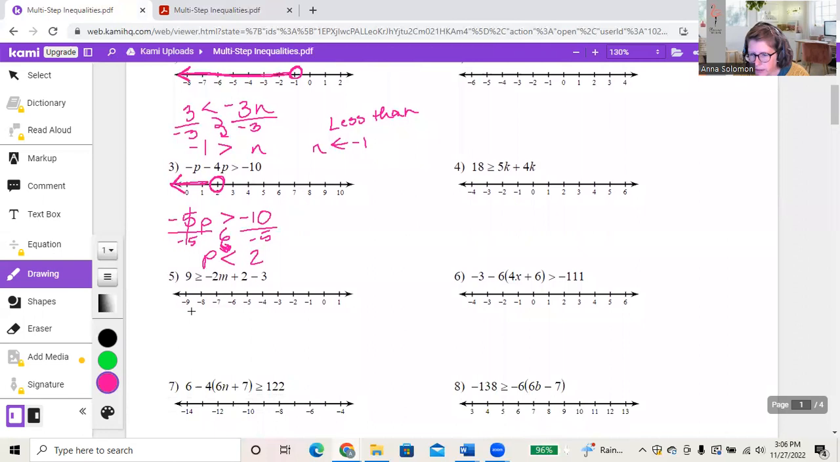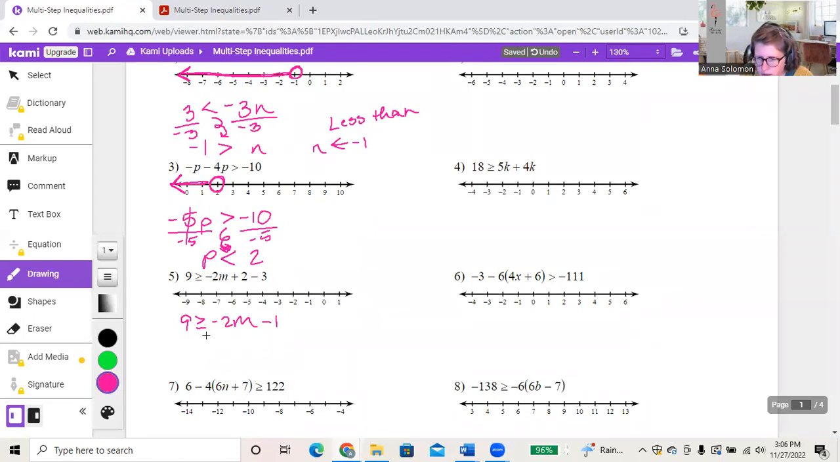All right, finally, we have an equal to option. So let's go ahead and combine some like terms. So I have 9 is greater than or equal to negative 2m plus 2 minus 3. So 2 minus 3 is minus 1.